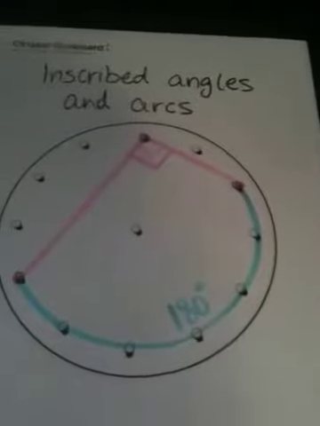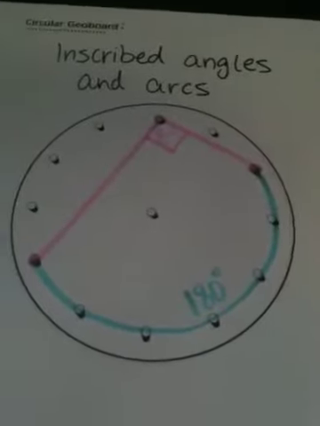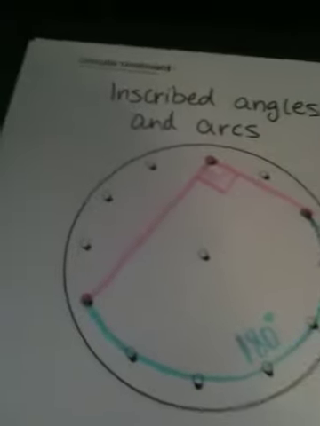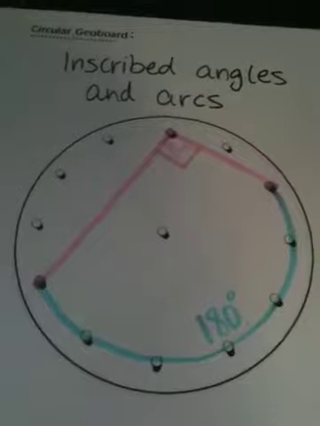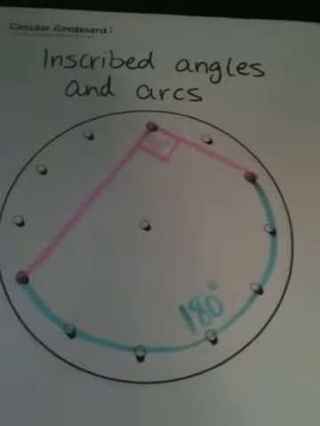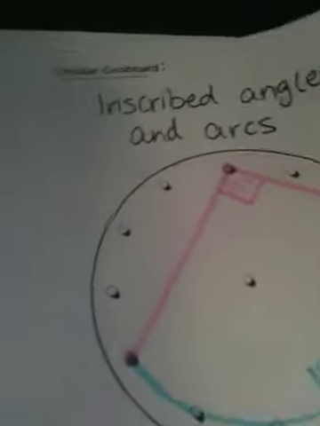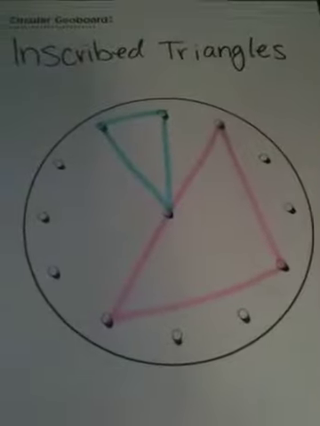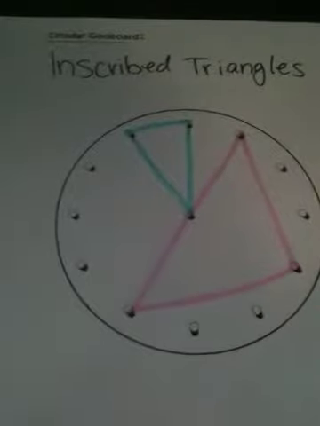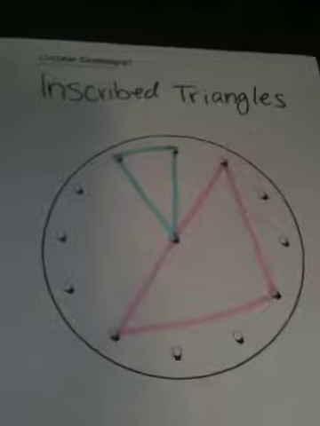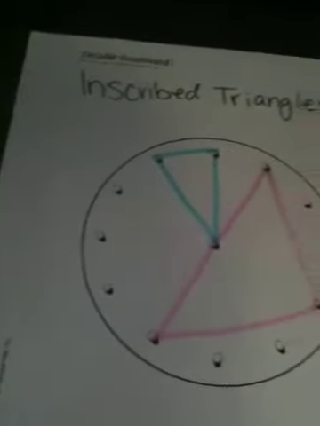Here we have one thing that we know about inscribed angles that we explained in our lessons: the number of degrees in an inscribed angle is half the number of degrees in the arc that it intercepts. So here we drew a 90-degree angle using the circular geoboard, and we see that the arc it intercepts is 180 degrees. Last, here are a few different triangles representing that the blue is not an inscribed triangle, while the pink is. And that is just about all we have on circular geoboards.